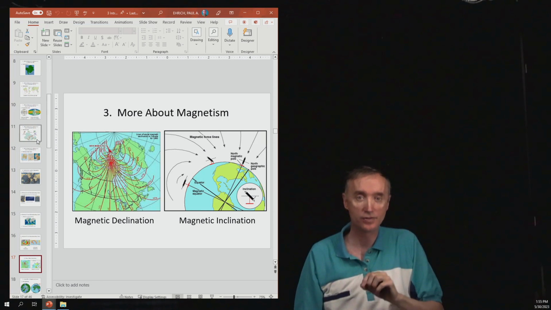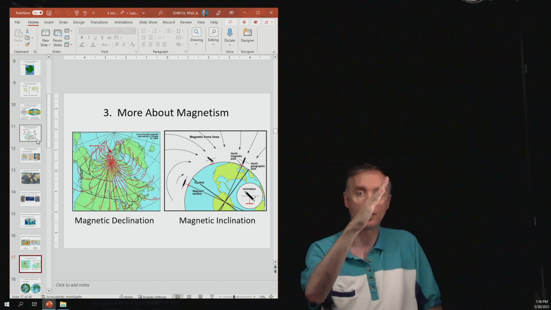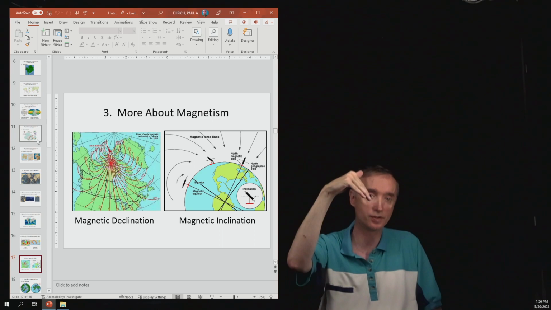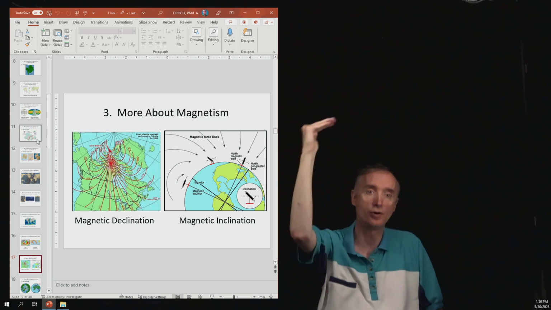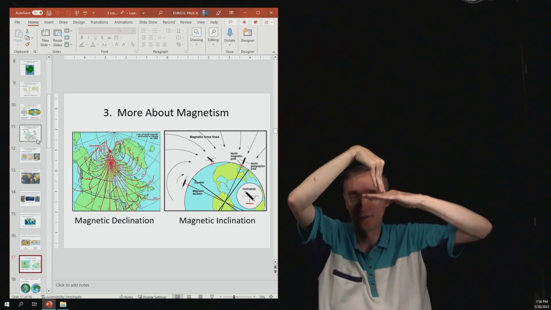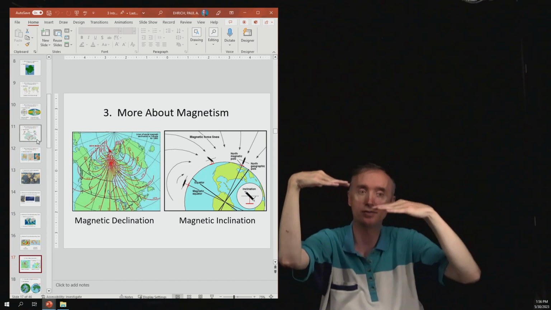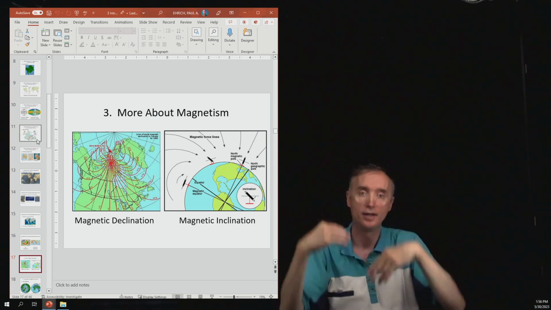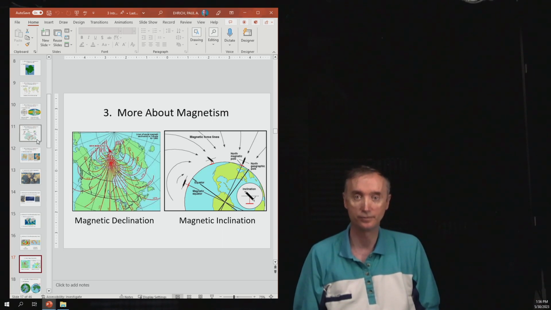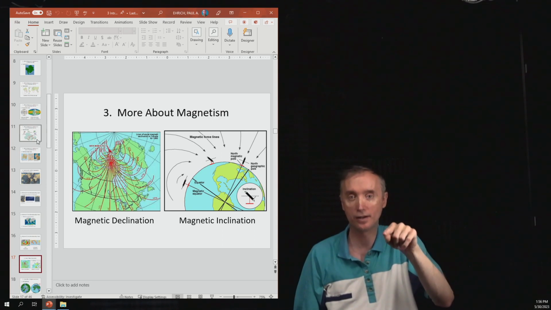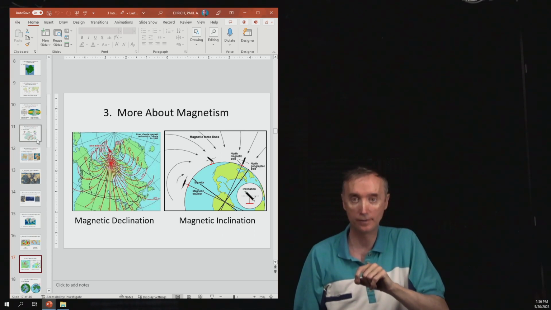Magnetic inclination is the angle that the Earth's magnetic field makes with respect to the surface of the Earth. The magnetic field only is perpendicular to the surface of the Earth at the north and the south magnetic poles. At other places, it actually goes into the Earth at an angle, and we call that angle the magnetic inclination. The declination is the angle that the magnetic field makes with respect to the magnetic North Pole and where that's located.